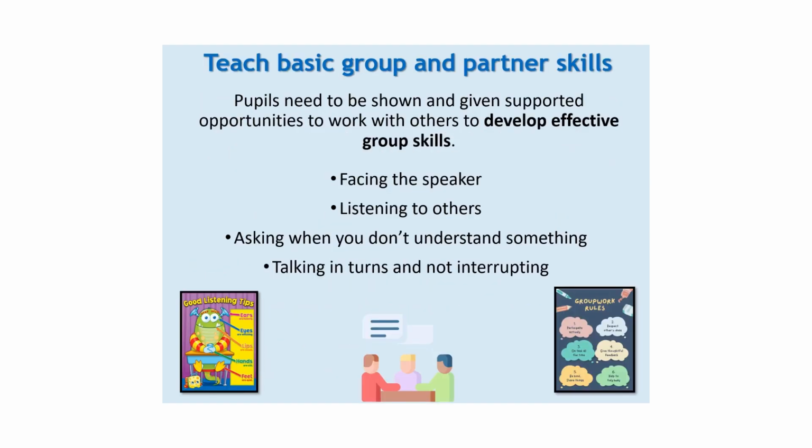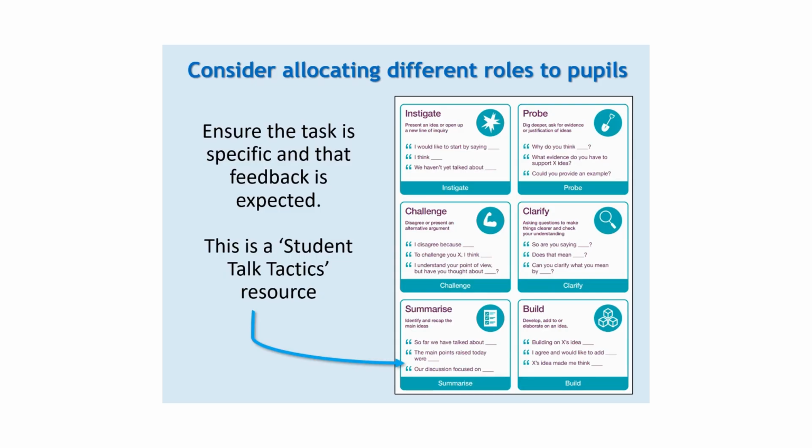Teach basic group and partner skills. Pupils need to be shown and given supported opportunities to work with others to develop effective group skills. Facing the speaker, listening to others, asking when you don't understand something, and talking in turns and not interrupting. Consider allocating different roles to pupils. Ensure the task is specific and that feedback is expected. This is a student talk tactics resource.